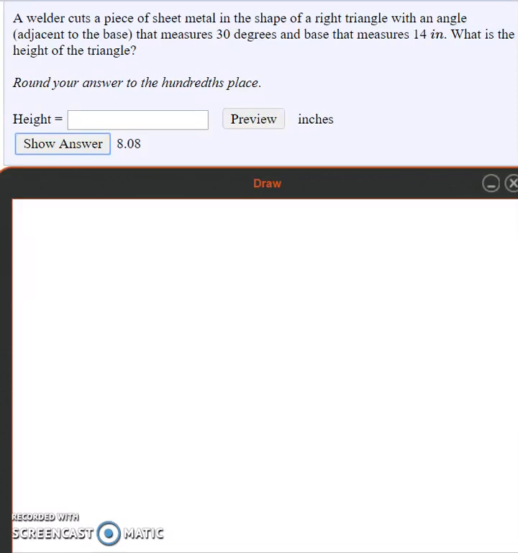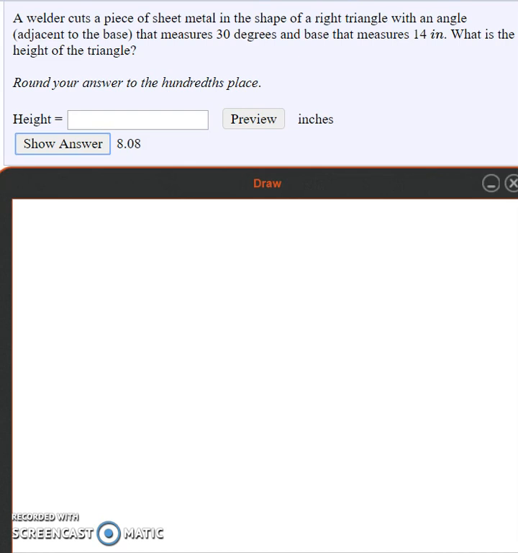A welder cuts a piece of sheet metal in the shape of a right triangle with an angle adjacent to the base that measures 30 degrees and a base that measures 14 inches. What is the height of the triangle? Round your answer to the hundredths place.